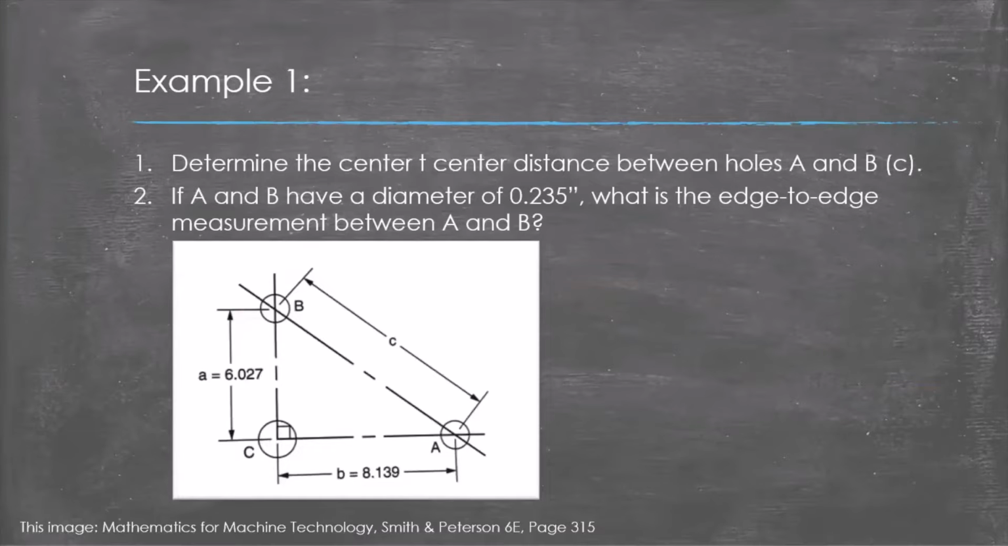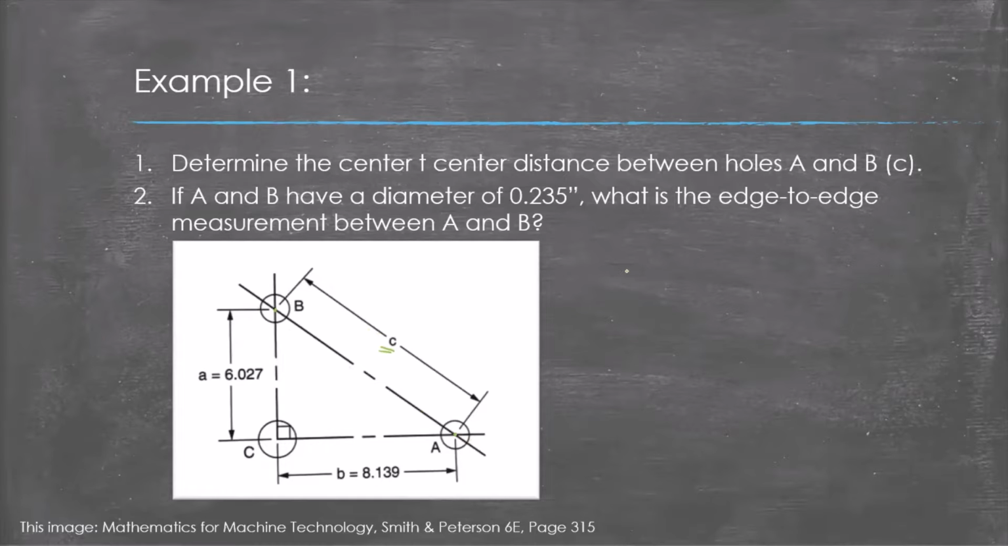So for our first question, this is very similar to what you had last day. We want to, first of all, determine the center-to-center distance between holes A and B. So starting at hole A, there's our center for A, down to the center for B, or you can think of it the opposite direction. It's also labeled as length C.